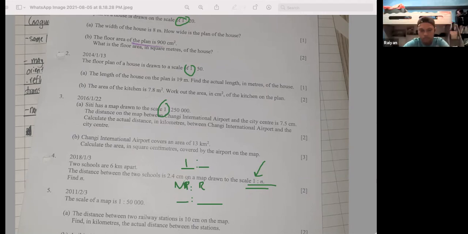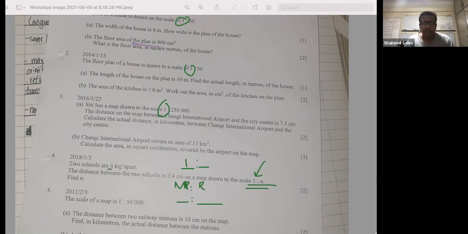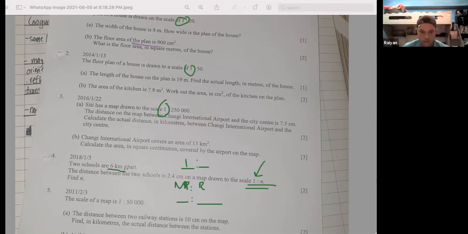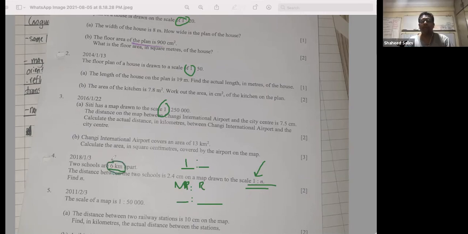Understand. Okay, no problem. Now you tell me this 6 km, is it reality or on the map? The map. This one is two schools are 6 km apart. Can't be that the map has 6 km. 6 km on the map is very long, a long map. So which one is reality? So we put down here reality 6 km.